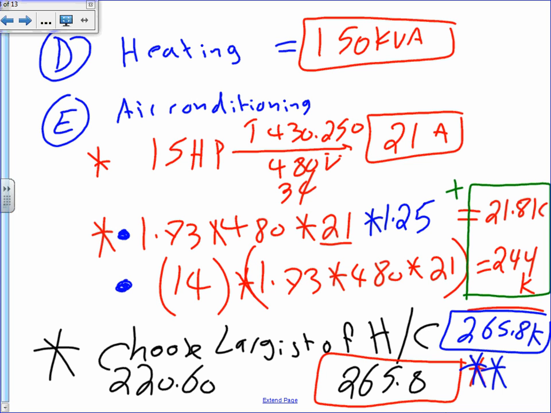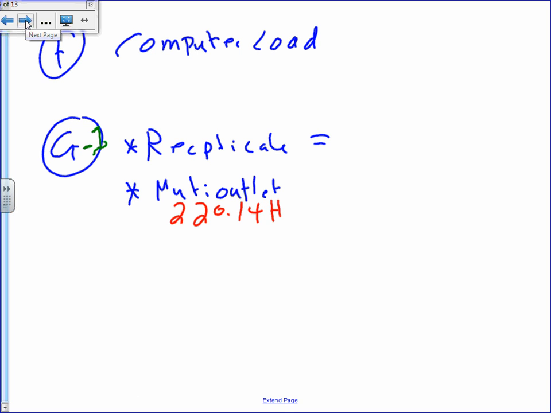Okay, you guys have these references in the load calc, so I don't want to focus too much on them. I just do the most important ones that need you to do the work. Okay, let's go to F.